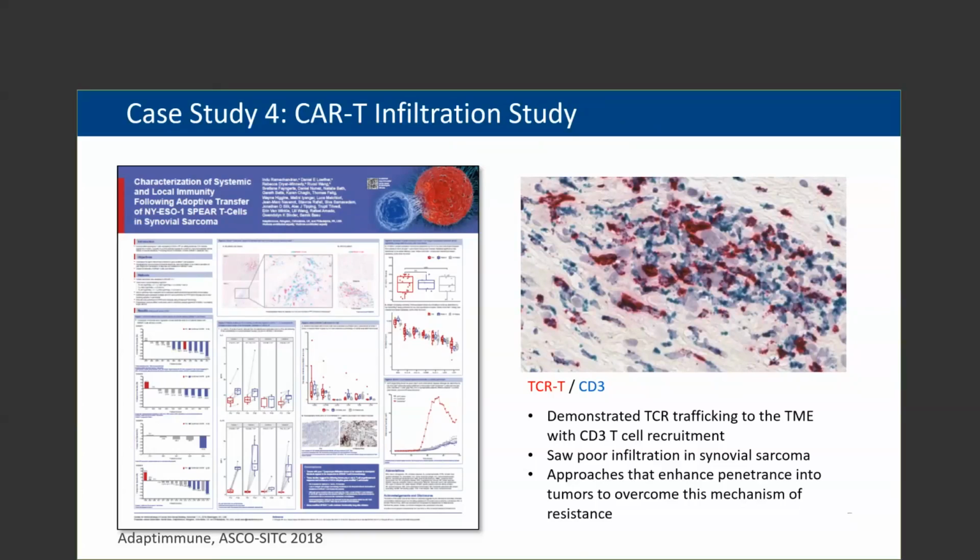ISH was performed on FFPE tumor biopsies prior to and following adoptive T cell transfer in synovial sarcoma samples. And these correlated with the anti-tumor effects that they reported. They also showed TCR T cell infiltration into the tumors, as was just mentioned. The ability to see concurrent TCR T cell infiltration as well as immune infiltration was really important for the study, since these tumors are known to have poor T lymphocyte infiltration and resistance to checkpoint blockade. And these approaches could help enhance penetrance into tumors to overcome this mechanism of resistance.